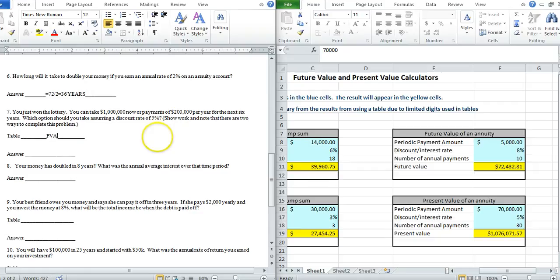So if we take present value of an annuity and we take the payments of $200,000 at 5% for 6 years, this is what the annuity stream is worth today. It's worth $1,015,138, which is more than $1 million. So what would you do? You want to take the largest, so take the payments.